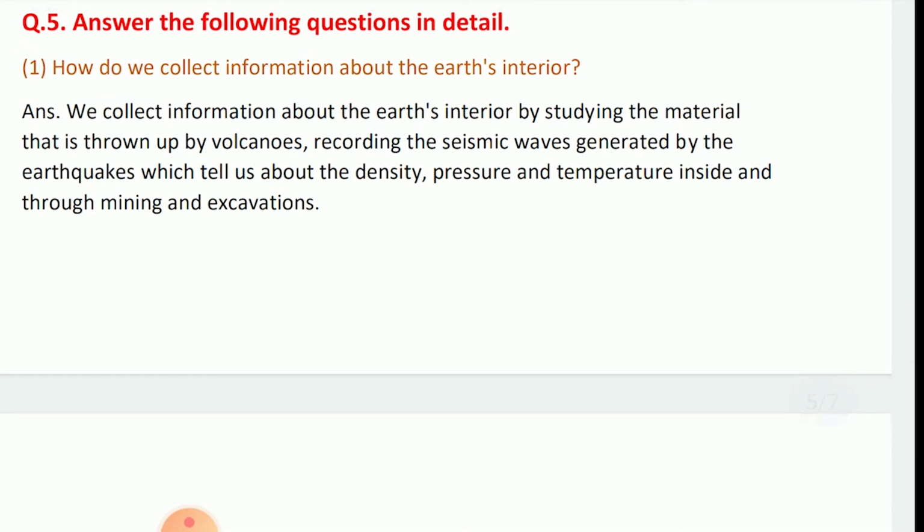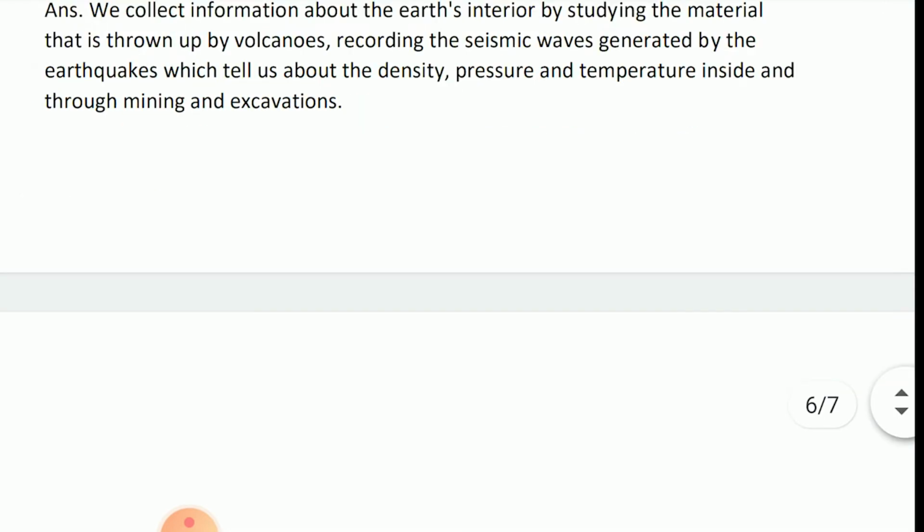Answer the following questions in detail. How do we collect information about the Earth's interior? We collect information about the Earth's interior by studying the material thrown up by volcanoes, recording the seismic waves generated by earthquakes, which tell us about the density, pressure, and temperature inside, and through mining and excavations.